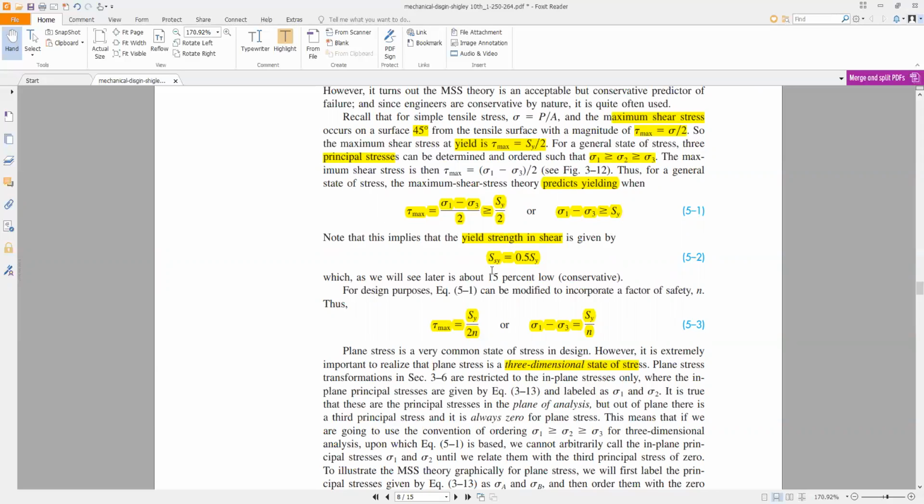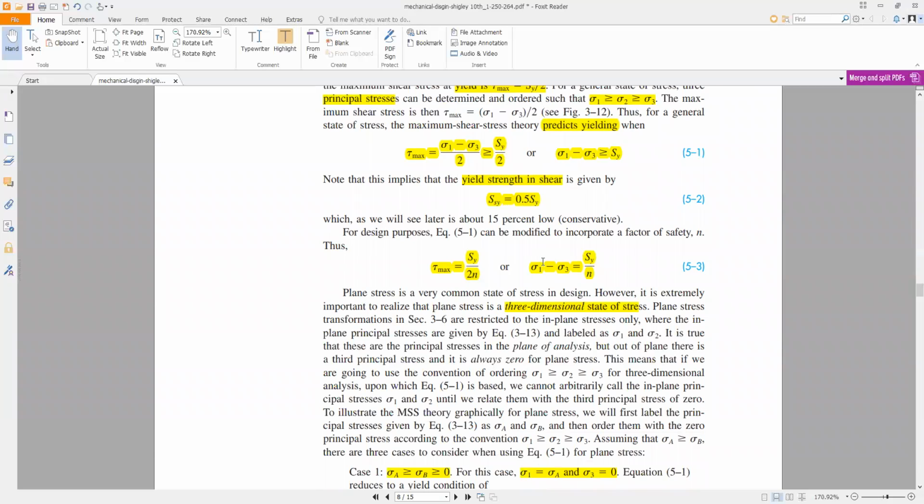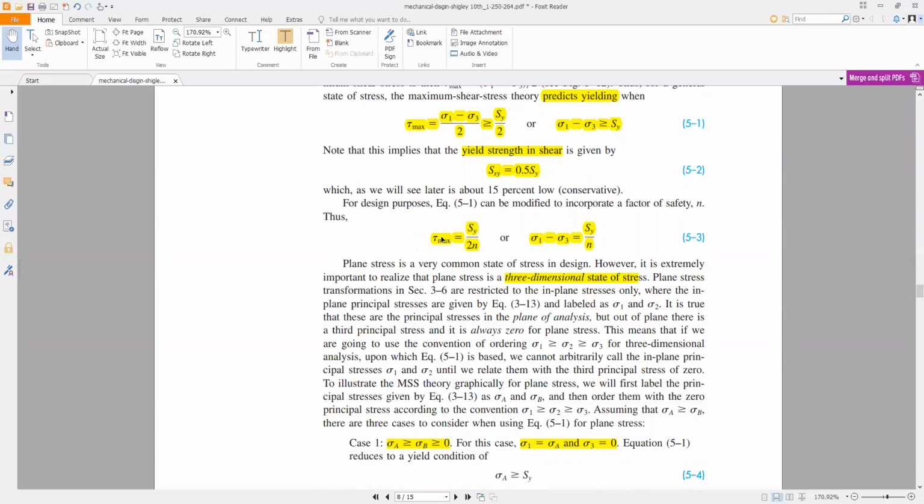So the yield strength in shear in this value is Ssy, equal to 0.5 Sy. Shear yield, this one is yield. It's a little bit different. If you consider the maximum shear, it is Sy divided by 2n, where n is the factor of safety. This one we will use for the calculation. So our main purpose is to calculate the factor of safety, how safe our part is.